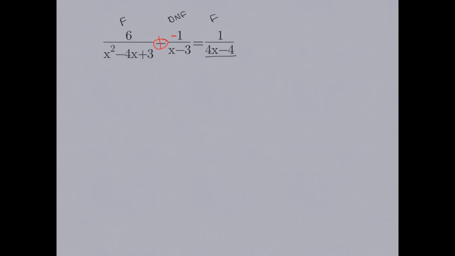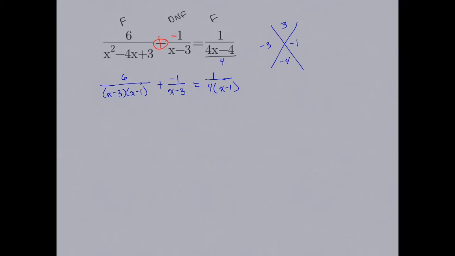We know that this is going to end up being plus -1 over x minus 3. And we know that there's a common factor of 4 for this, so we could say 1 over 4 times x minus 1. And so then for this quadratic, we want to find factors of 3 that add up to -4. That would be -3 and -1. So that is going to give us 6 over x minus 3 and x minus 1.